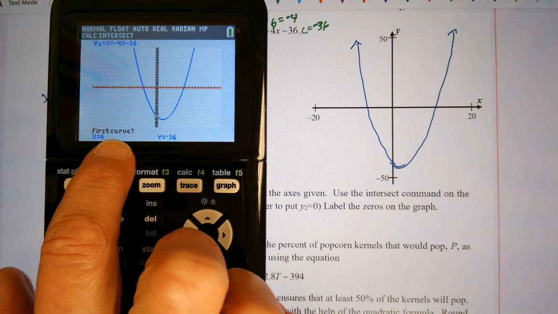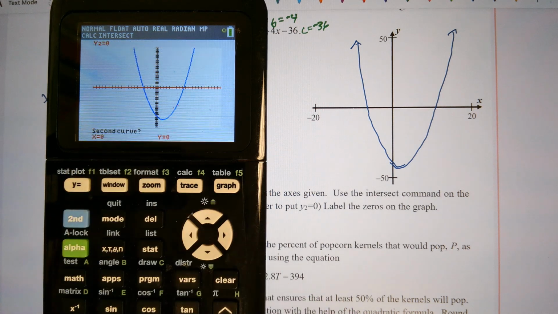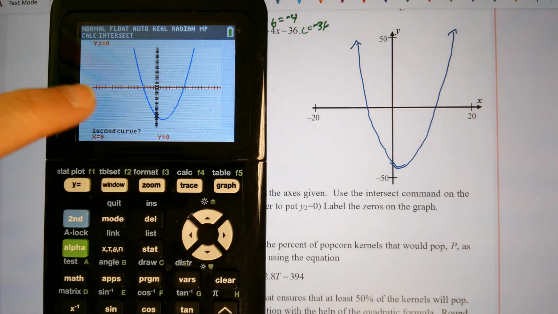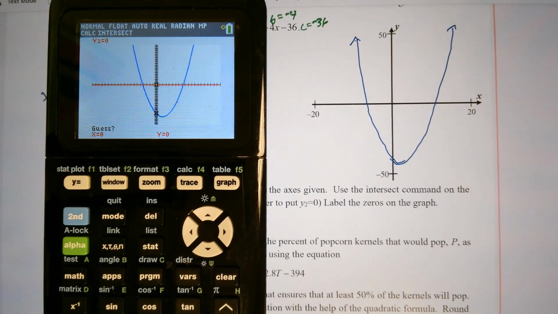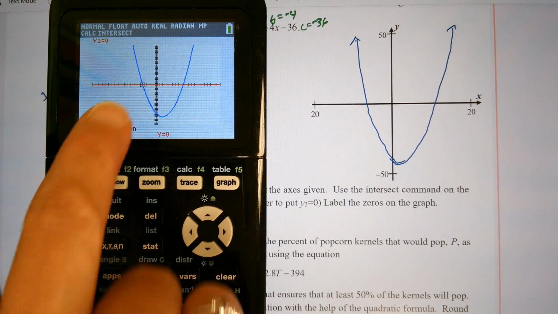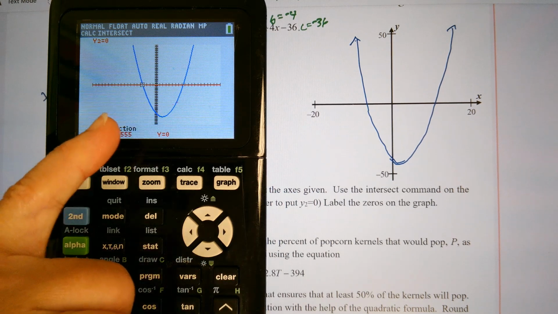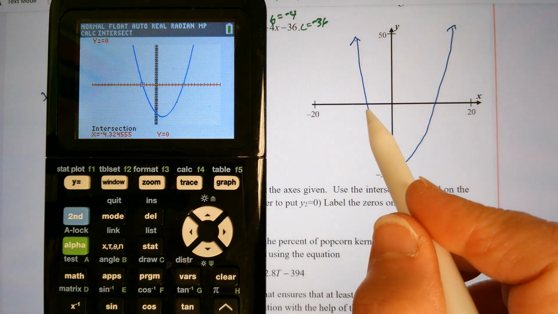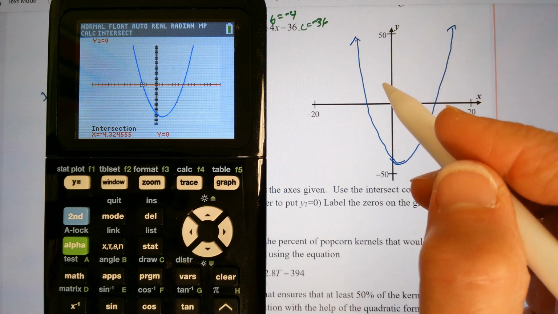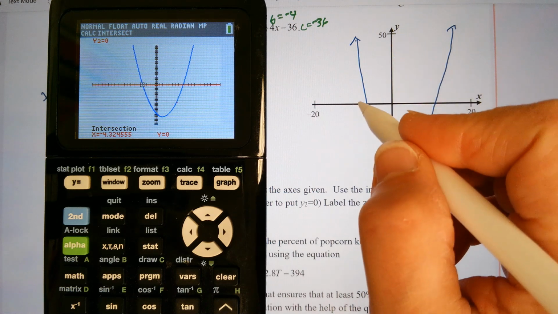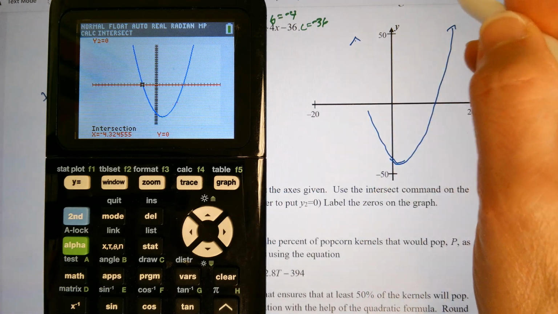Okay, so now it asks for the first curve, so we press enter. It jumps to the second curve, our red line, y equals 0. We press enter. For the guess, we press enter. So it gives us the coordinates of this point, the point on the left, the x-intercept to the left of our y-axis. Let's just write down the coordinates.